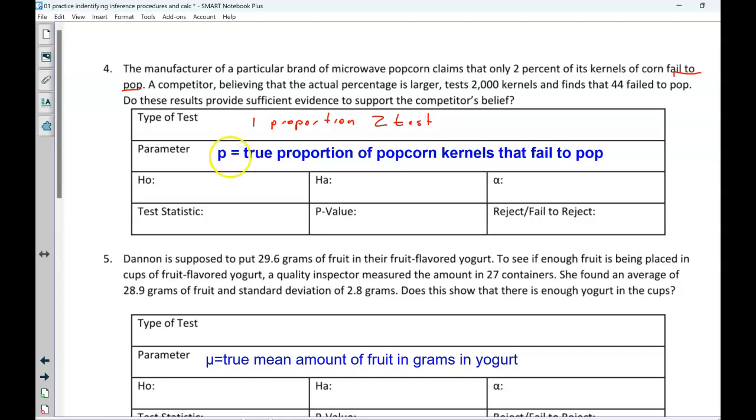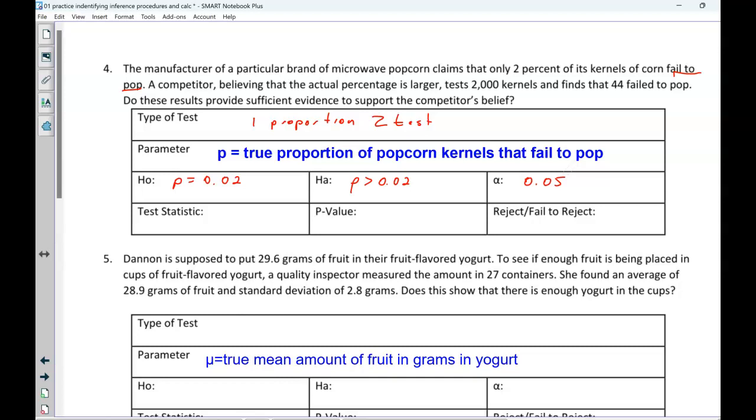The parameter would be a p, and that represents the true proportion of popcorn kernels that fail to pop. So we assume that it's 0.02, because that's what the manufacturer claimed, but the competitor thinks there are more that fail to pop. So that would be p is greater than 0.02. And I'm going to define alpha again to be 0.05.